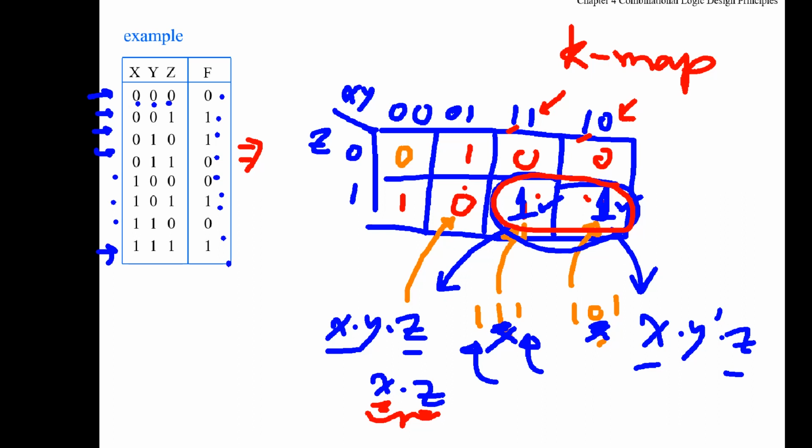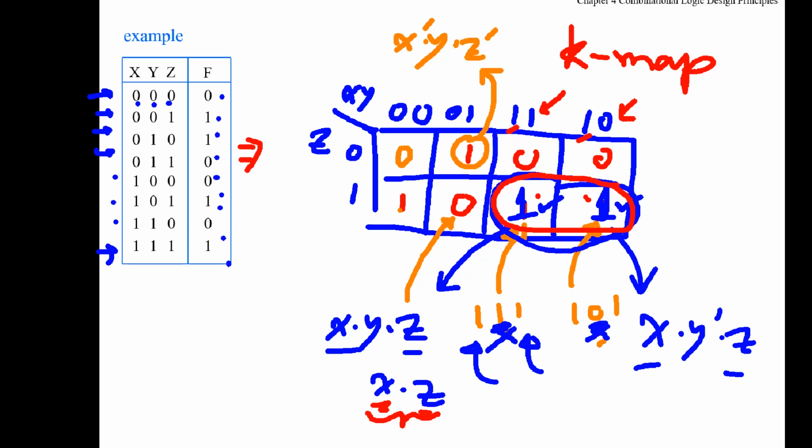How about this one? For this one, there is no adjacent cell that gives logic 1 output. That means you can write it just like x prime and y and z prime, because this cell the input is 0, 1, 0. So x prime and y and z prime, like the minterm that you derived from the truth table. The same thing.